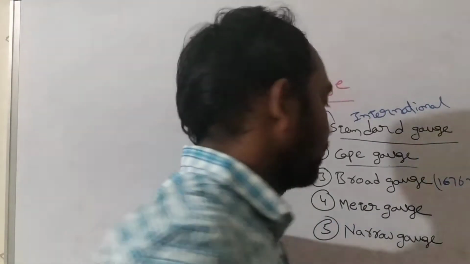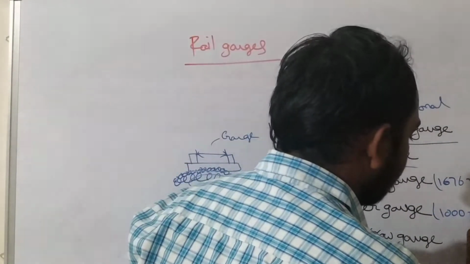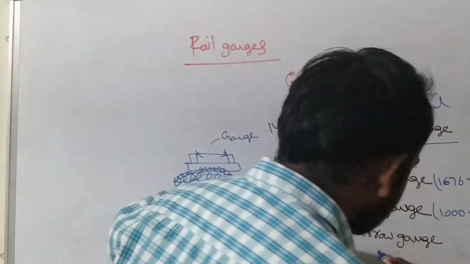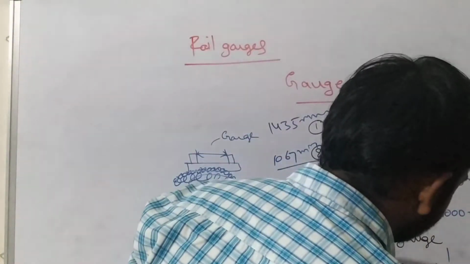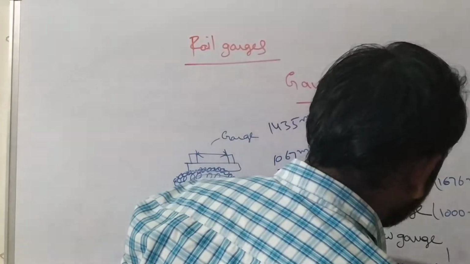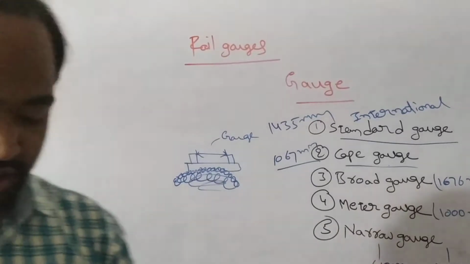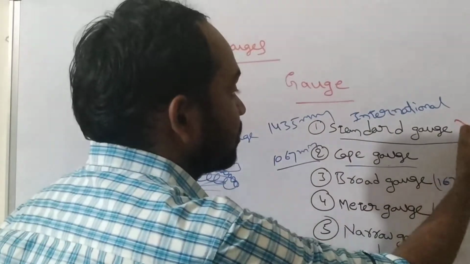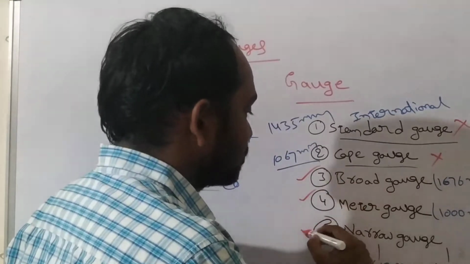In case of meter gauge, the gauge distance is 1000 mm. In case of narrow gauge, there are two types: the first is 610 mm and the other is 762 mm. In India, we are not using standard gauge. We are using only these three types of gauges: broad gauge, meter gauge, and narrow gauge.